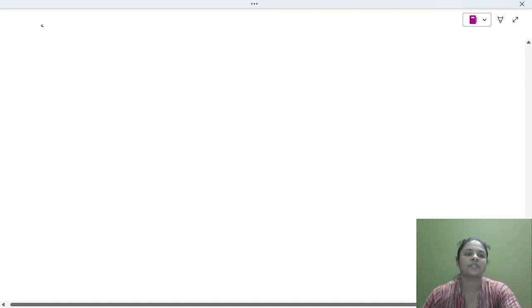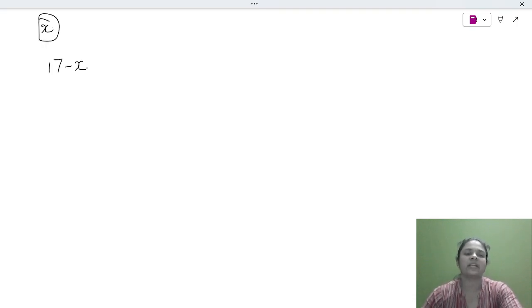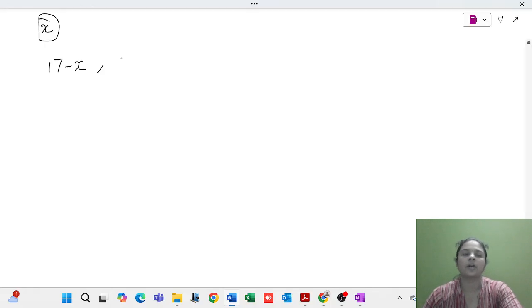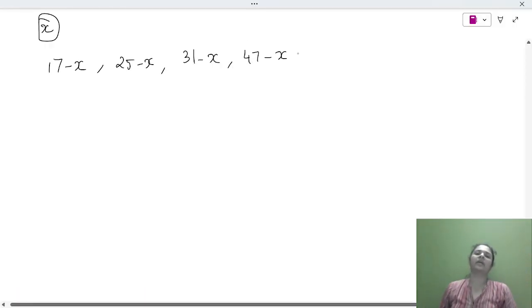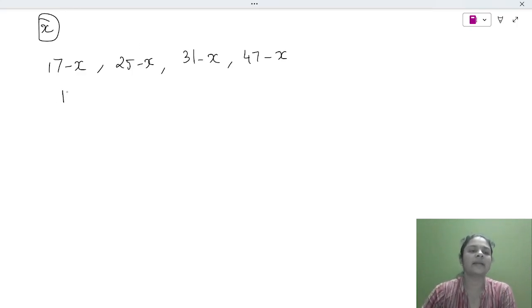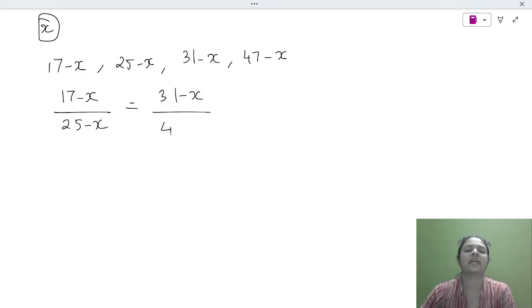So let us assume the number to be subtracted is x. So when I subtract 17 minus x, then 25 minus x, then 31 minus x and 47 minus x are in proportion, which means that I can write this as 17 minus x by 25 minus x equals 31 minus x by 47 minus x. Cross multiply.